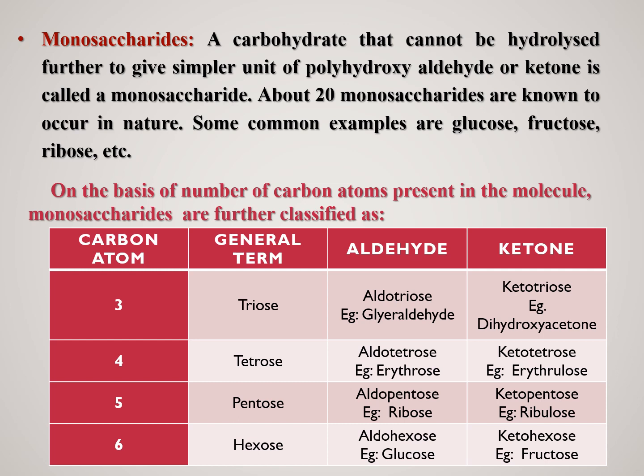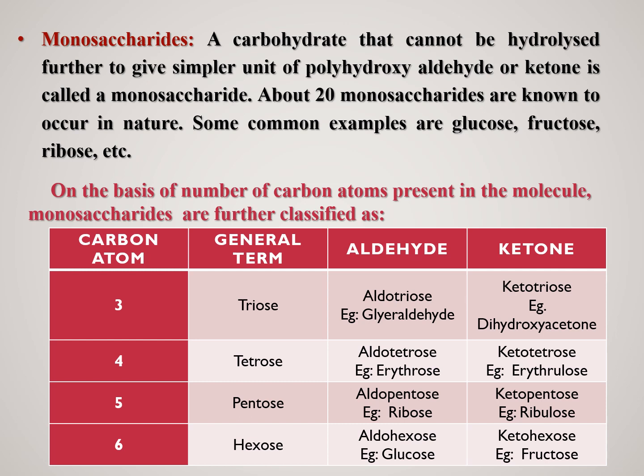So again, aldotriose, they have an aldehyde functional group and 3 carbon atoms. Example, glyceraldehyde. Ketotriose, they have a ketone and 3 carbon atoms. So example, dihydroxyacetone. Aldotetrose, they have 4 carbon atoms and an aldehyde functional group. Example, erythrose.